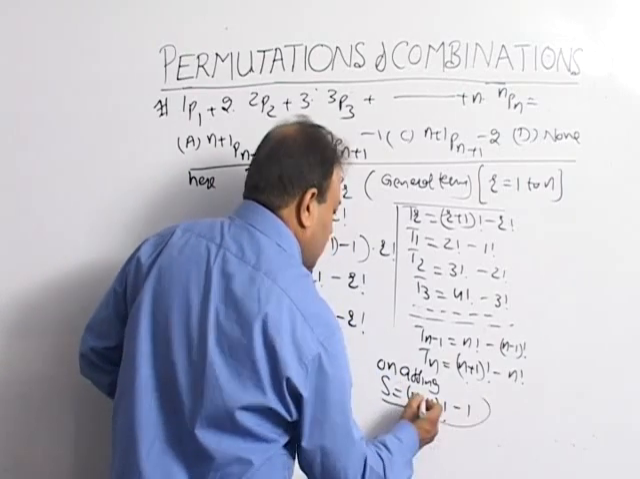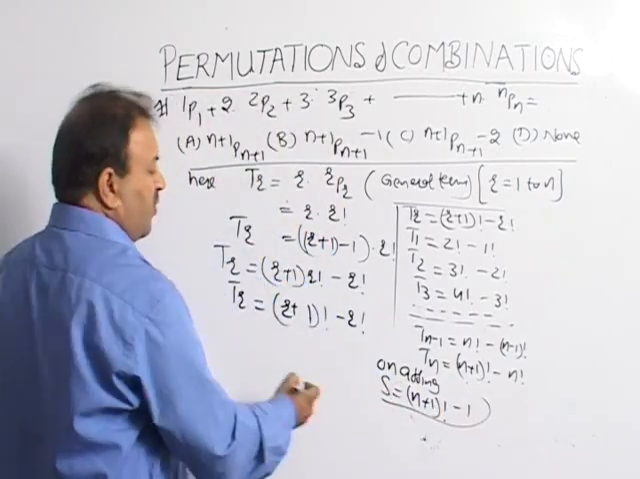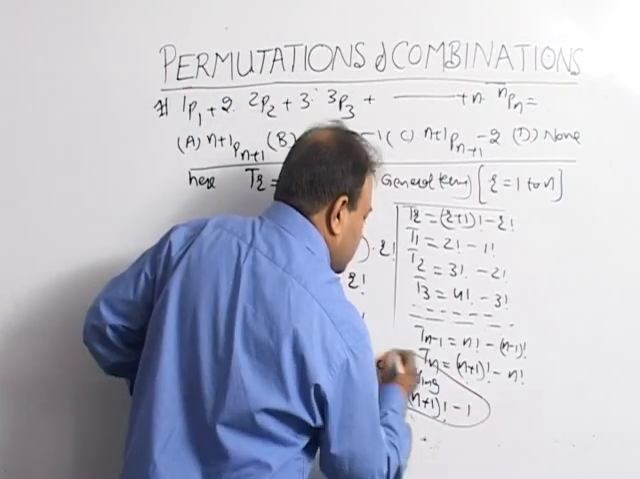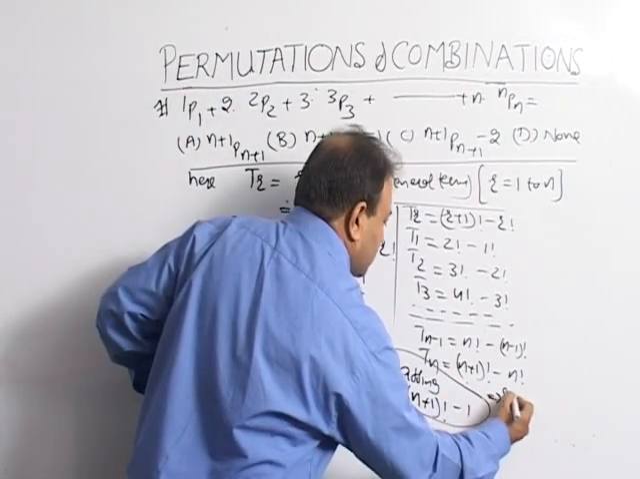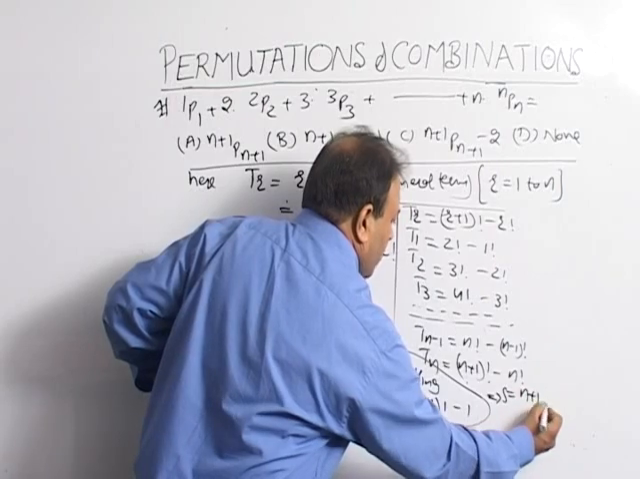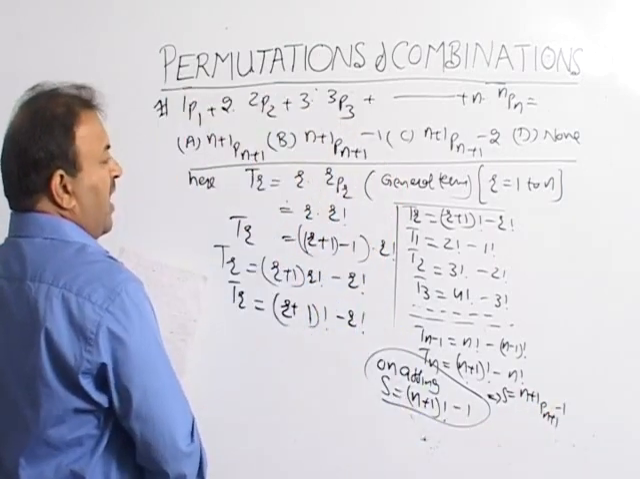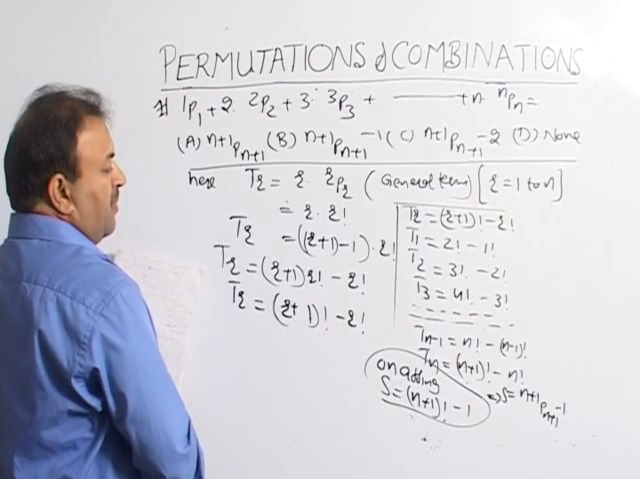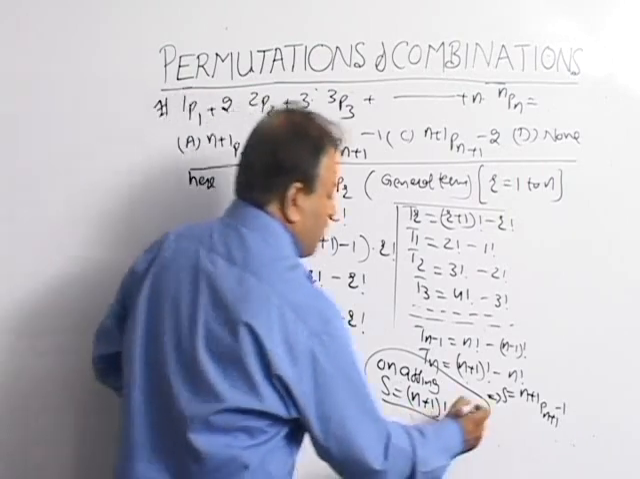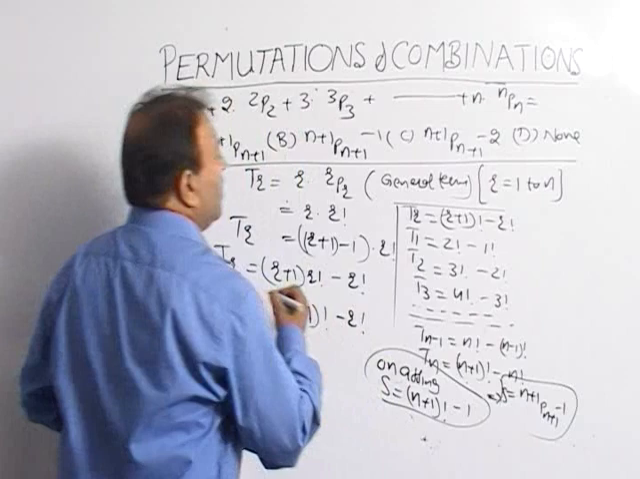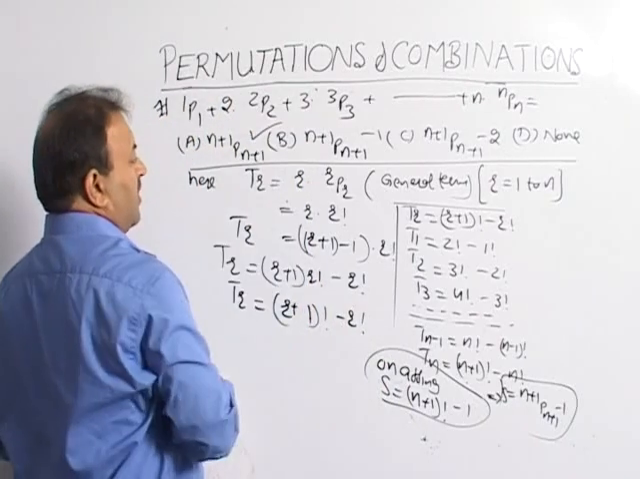Now what is this? This is n plus 1 factorial. I can say this can be written as S is equal to n plus 1 P n plus 1 minus 1. It can be written as n plus 1 P n plus 1 minus 1. From here we can conclude the right option is B part.